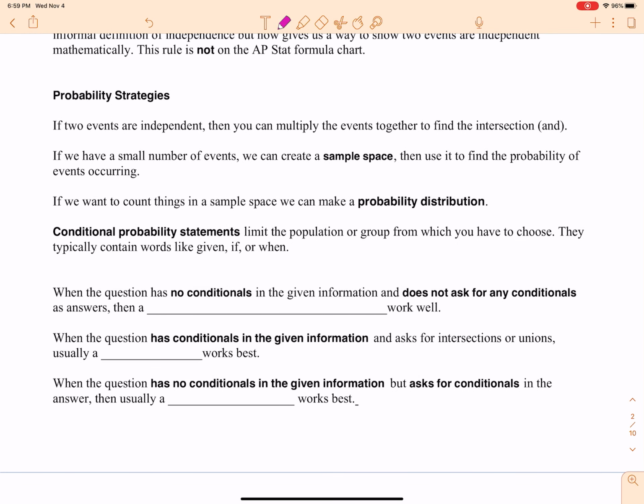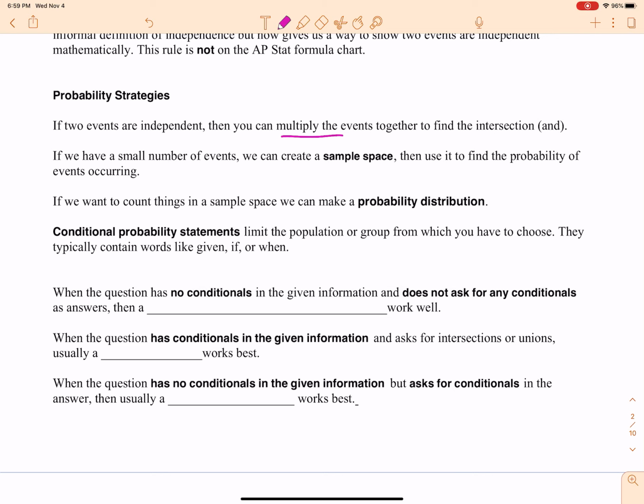Remember that if two events are independent, you can multiply the events together. Okay, that is pretty standard. If you'll remember, I think I talked about that a lot when we did our basic probability stuff, finding the probability of something and something else. Those are independent. You can multiply them together.